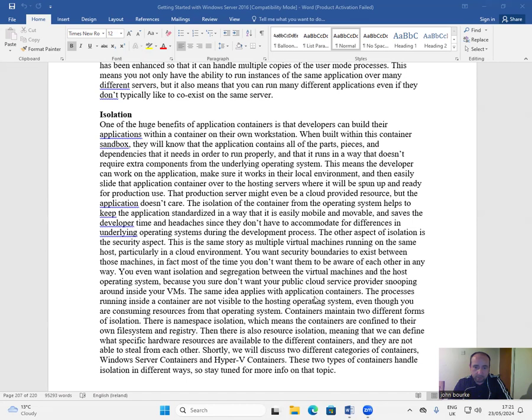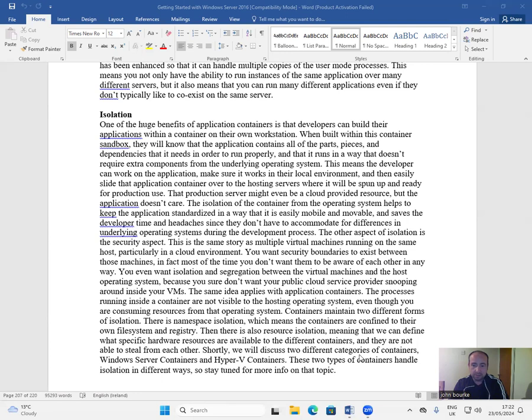The same idea applies with application containers. The processes running inside a container are not visible to the host operating system, even though you are consuming resources from that operating system. Containers maintain two different forms of isolation. There is namespace isolation, which means the containers are confined to their own file system and registry. Then there is also resource isolation, meaning that we can define what specific hardware resources are available to the different containers, and they are not able to steal from each other.